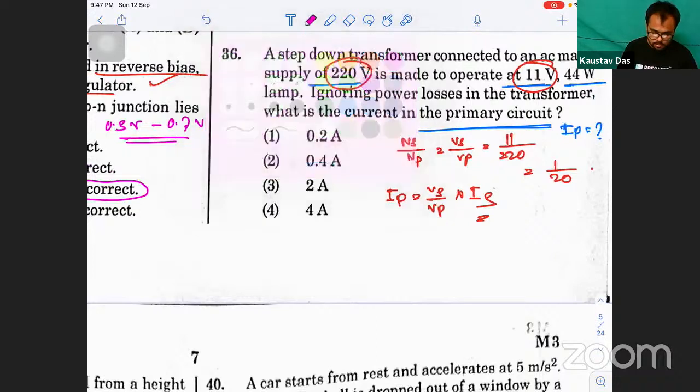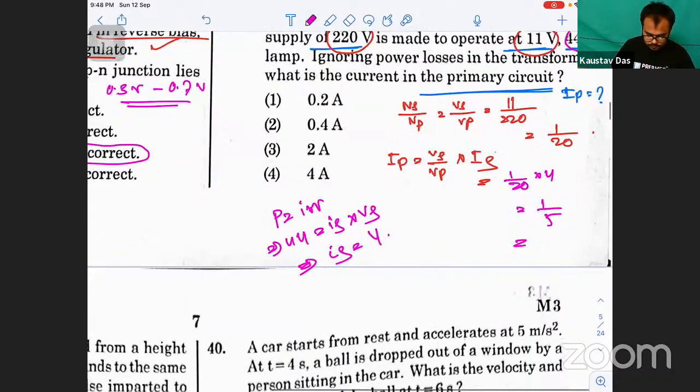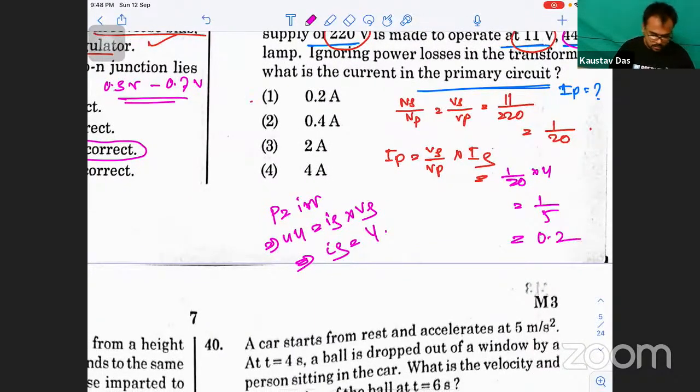The output power is given as 44 watts. So you know power equals current multiplied by voltage. So 44 is IS multiplied by VS, and the value of VS is 11. So from there, the value of IS we can get as 4. So it is going to be 1 by 20 multiplied by 4, which is 1 by 5. That gives us the value as 0.2. So here we go with option 1, that is 0.2 ampere, which is going to be our correct answer.